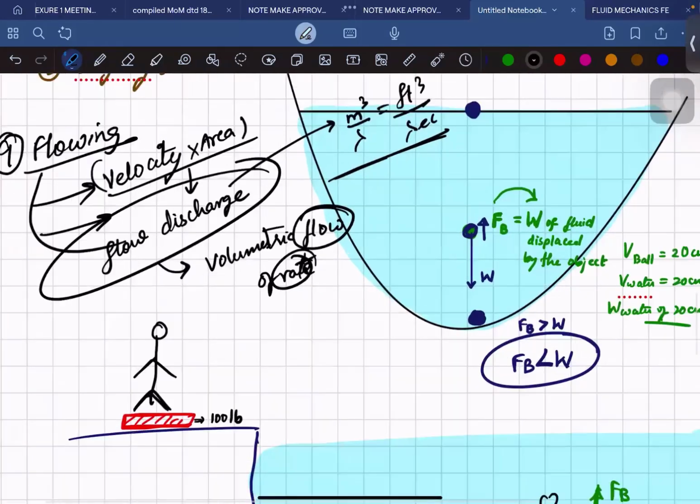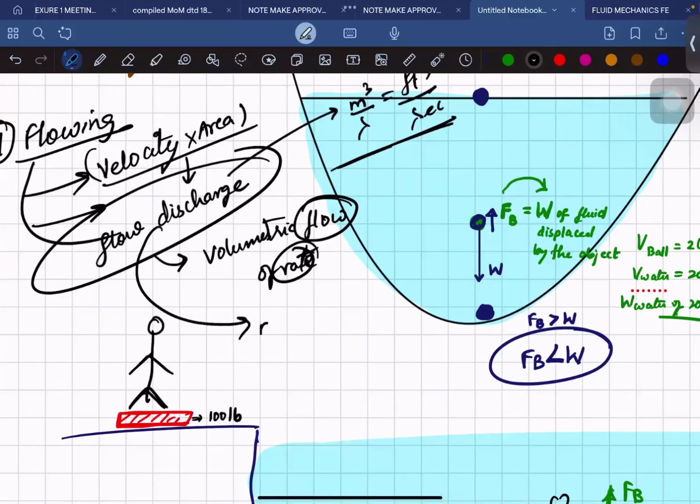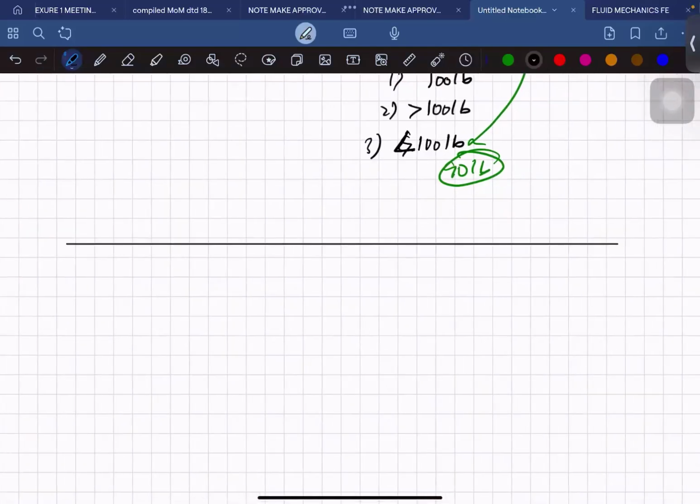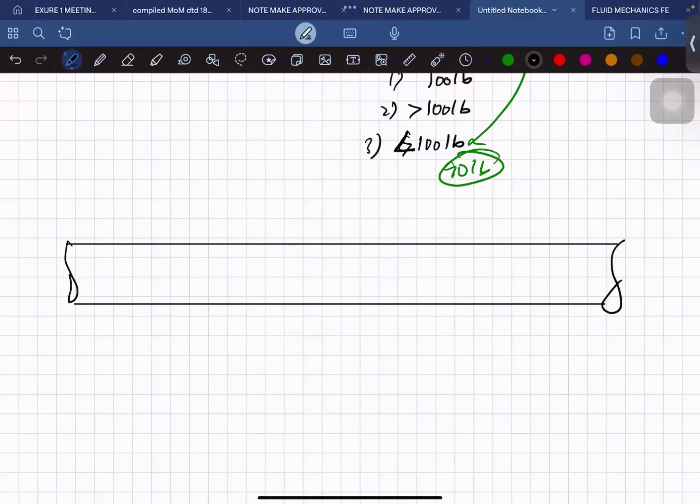Actually, the discharge can be in another form, that is mass flow rate, which can be in kg per second. If this is my big pipe flowing like this, this is my pipe cross section, and this is the fluid flowing through this pipe. The fluid will be going like vehicles in traffic on the road.